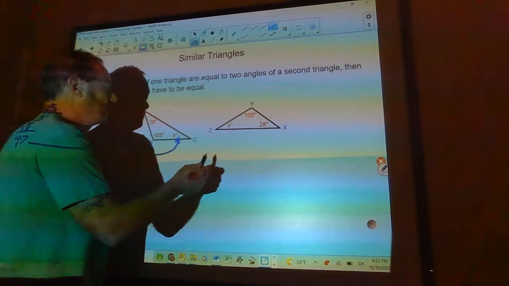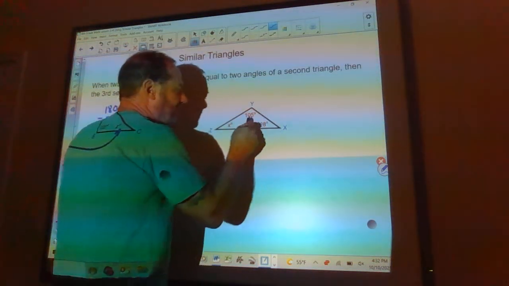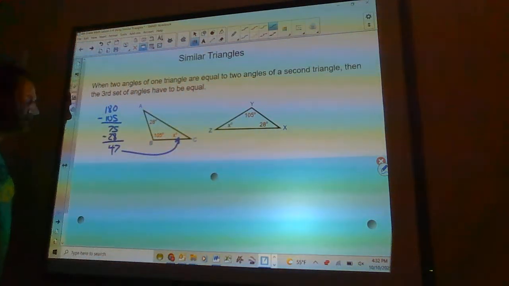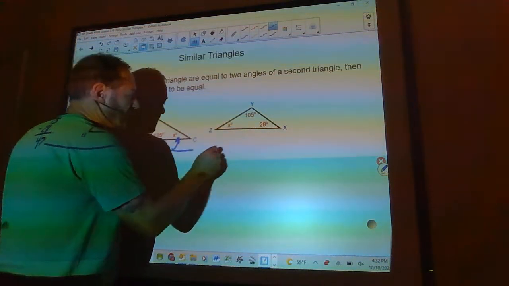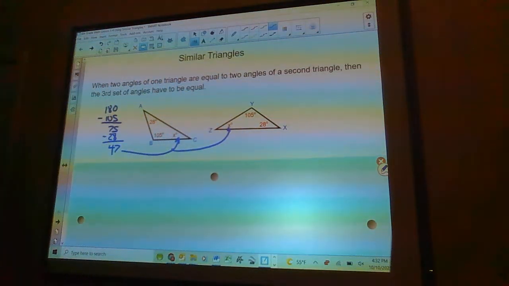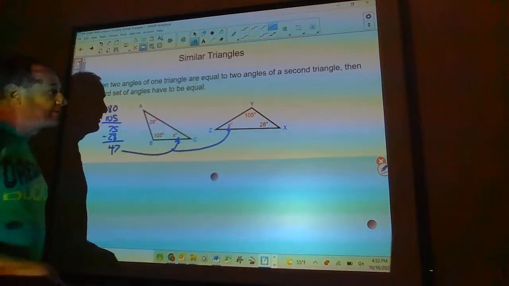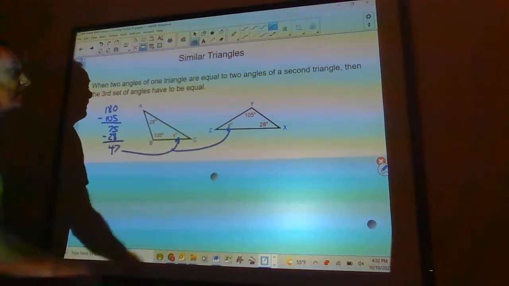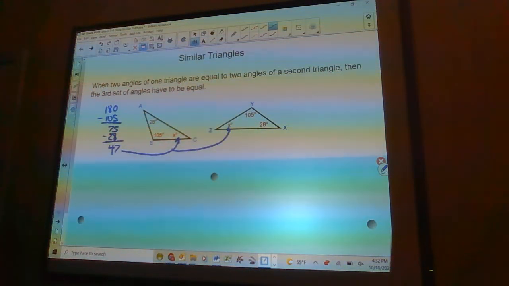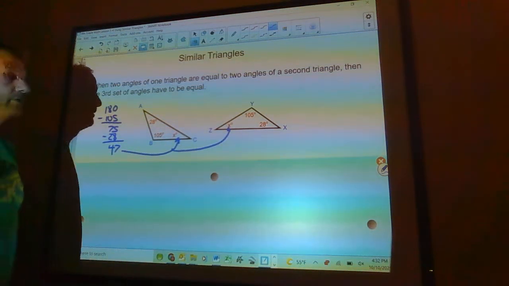Well, over here, it's the same thing. If I have 180 and I take away the 105 and the 28, I'm going to be left with 47, so it's also going to have to go right there. So that gives me this theorem right here. If two angles of one triangle are equal to two angles of a second triangle, then the third set of angles must be equal.